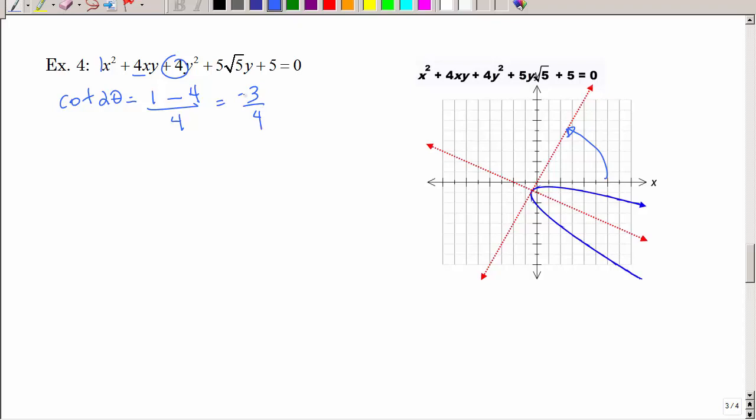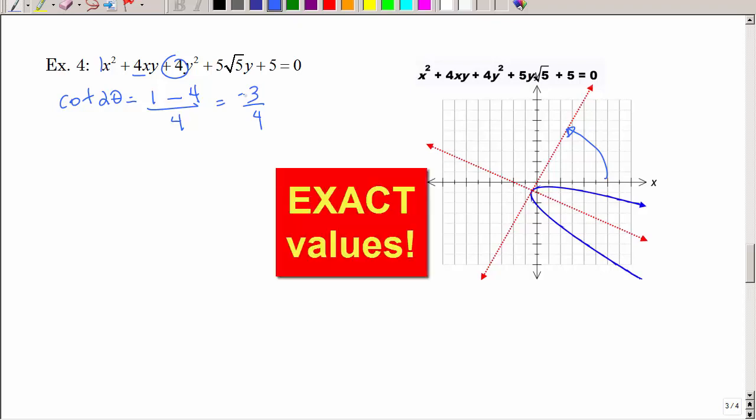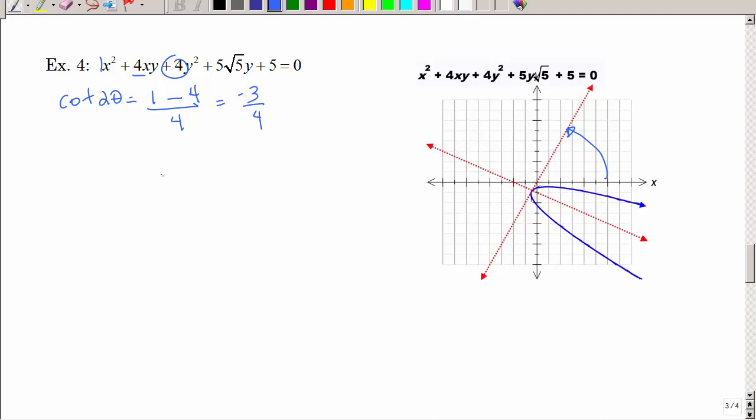That is not in my unit circle. What am I going to do? Well, you don't just stop. You do not use a calculator to give me a decimal. I want exact values. So we're going to draw a triangle, because again, I am a visual learner.